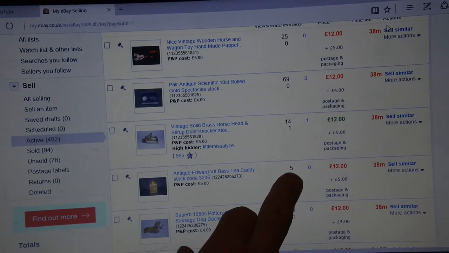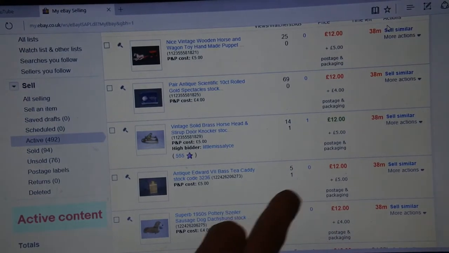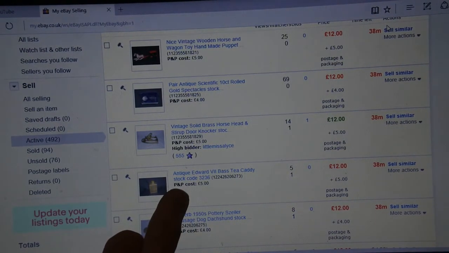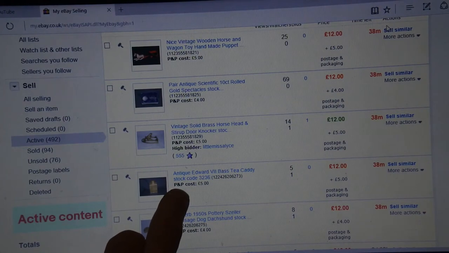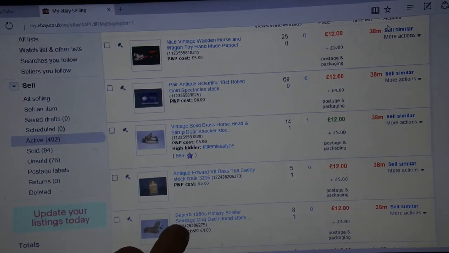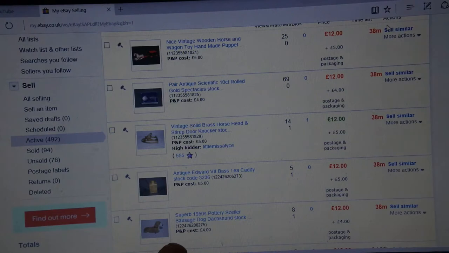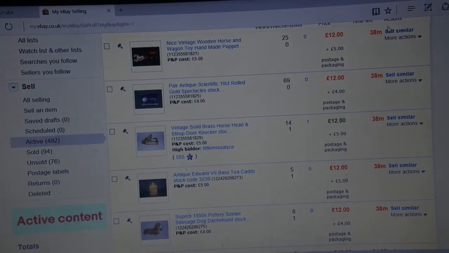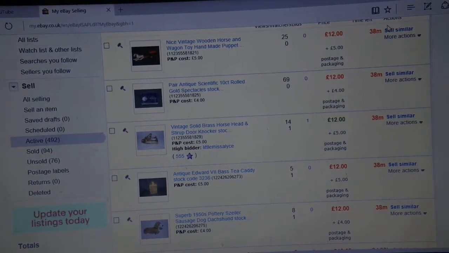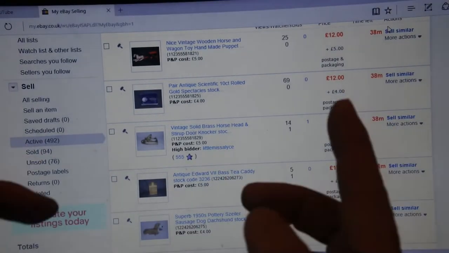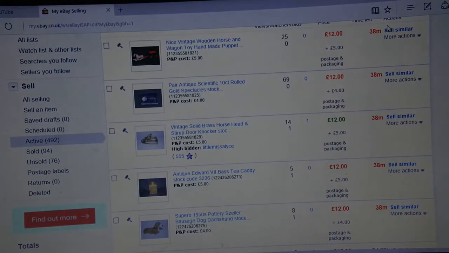It's only had 5 views, one watcher. I've got no doubt it's going to sell, to be honest with you, but I think it's going to sell for the £12. The final piece is a 1950s pottery dog. Now, it's by a company called Sylvac. It's a Staffordshire company, and this isn't a small dog. This is a large dog, 6 or 8 inches long. Again, dropped down to £12.